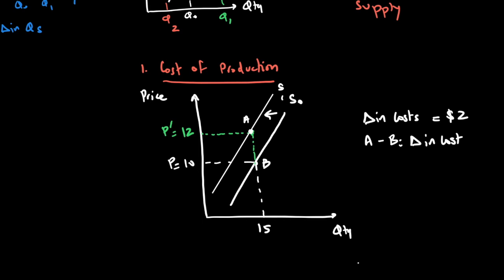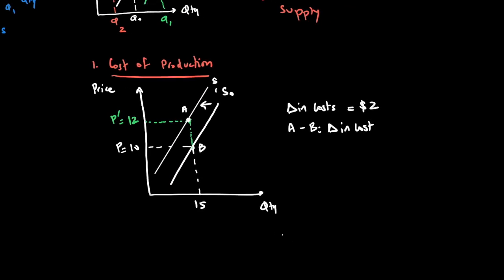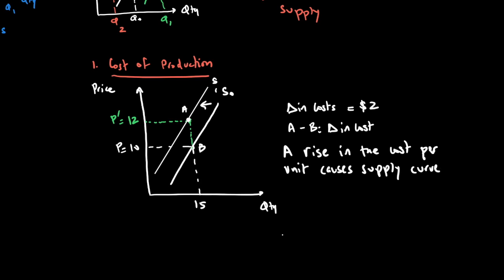So a rise in the cost basically shifts the supply curve backward. Let me write this down. A rise in the cost per unit causes supply curve to shift backwards.